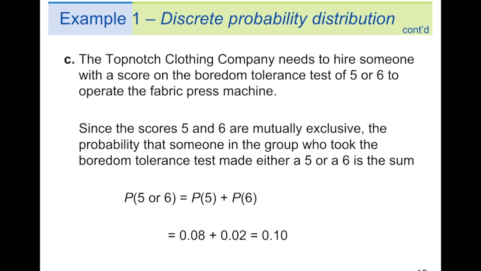The Top-Notch Clothing Company needs to hire someone with a score on the boredom tolerance test of 5 or 6 to operate the fabric press machine. It must be really, really boring to do that. Since the scores 5 and 6 are mutually exclusive, the probability that someone in the group who took the boredom tolerance test made either a 5 or a 6 is the sum. Probability of 5 or 6 is probability of 5 plus the probability of 6, which we learned last chapter. We want 5 or 6, so we add them. 0.08 plus 0.02 is 0.1.